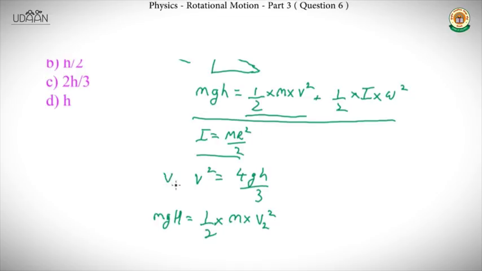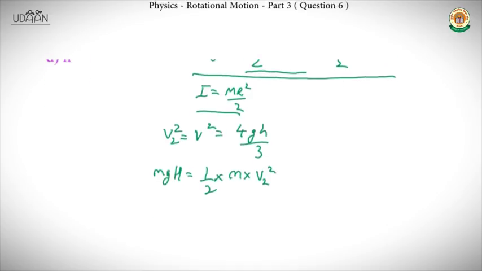Right. So let's write down V2 square equal to V square equal to 4GH by 3. Now you might want to ask me over here, why have I not taken the rotational kinetic energy in this expression?